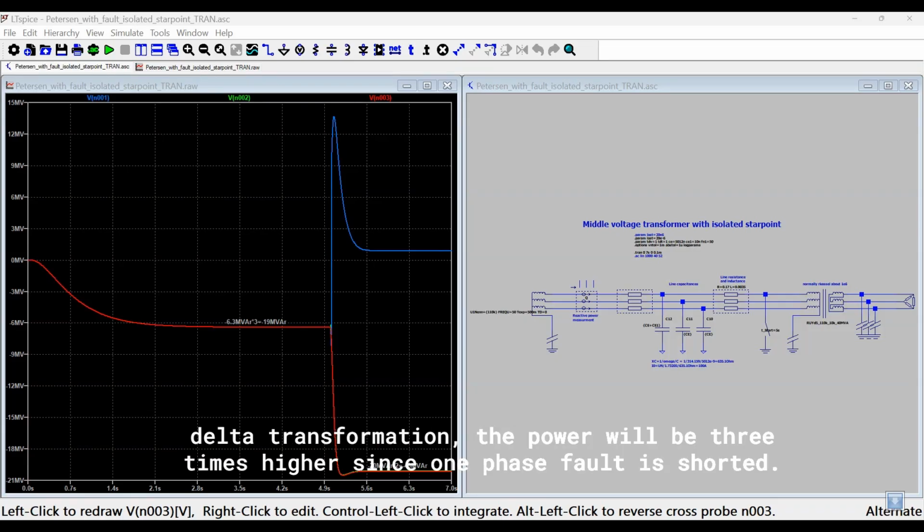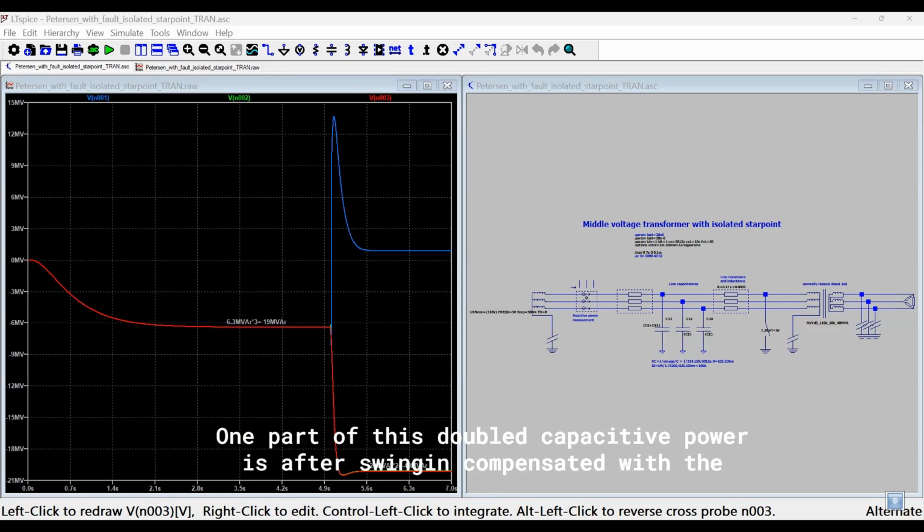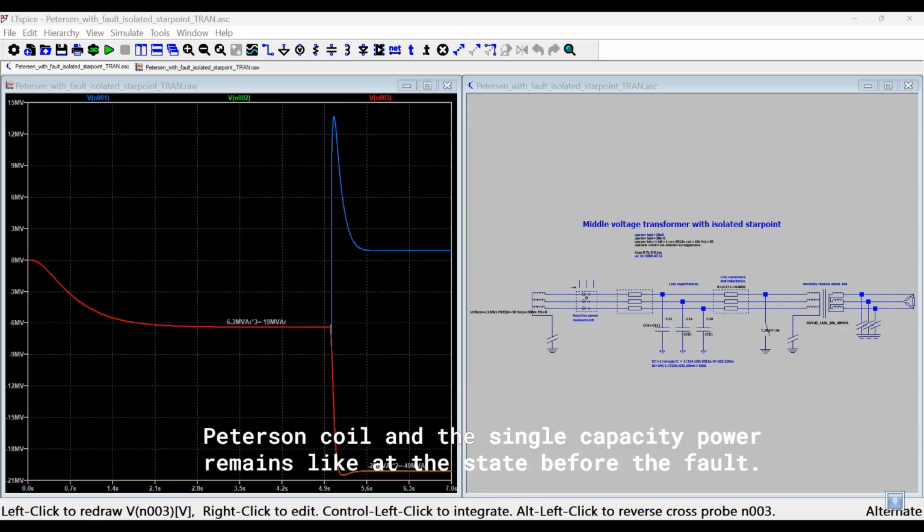Note, at the Y-delta transformation, the power will be 3 times higher. Since one phase fault is shorted, the capacitance there is zeroed. Therefore, the power is only 2 times higher. One part of this doubled capacitive power is after swing-in compensated with the Petersen coil, and the single capacitive power remains like at the state before the fault.